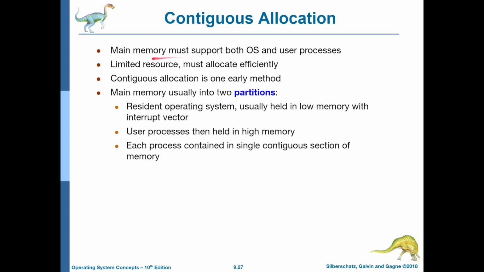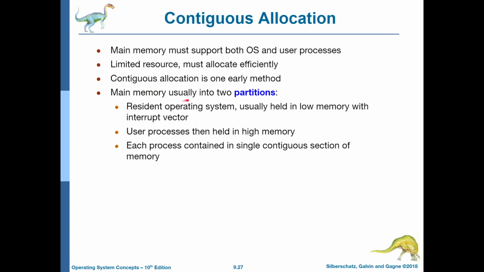Now, remember that memory is a limited resource. Memory is not nearly as plentiful a storage device. It's usually more expensive. So we need to find a way to allocate this memory efficiently for processes. One of the early allocation schemes was called contiguous memory allocation. It's not used very frequently these days, but we'll start here.